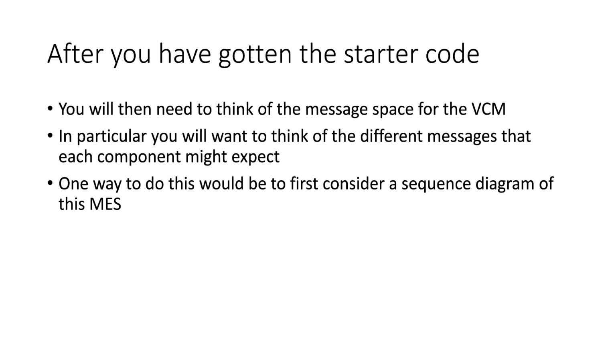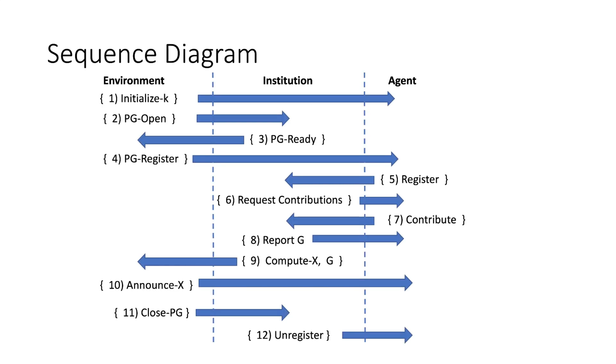So once you've gotten the starter code, the next step will be to think about the message space that you'll be seeing inside the VCM. And you want to identify all of the different messages that each component should expect, which will tell you both what they should receive and then perhaps where a message should be sent from and to. So this goes back to our earlier suggestion of really trying to focus on sequence diagrams. So this is the sequence diagram, which you should have already seen. It should be reasonably straightforward as to what's going on now, I hope.